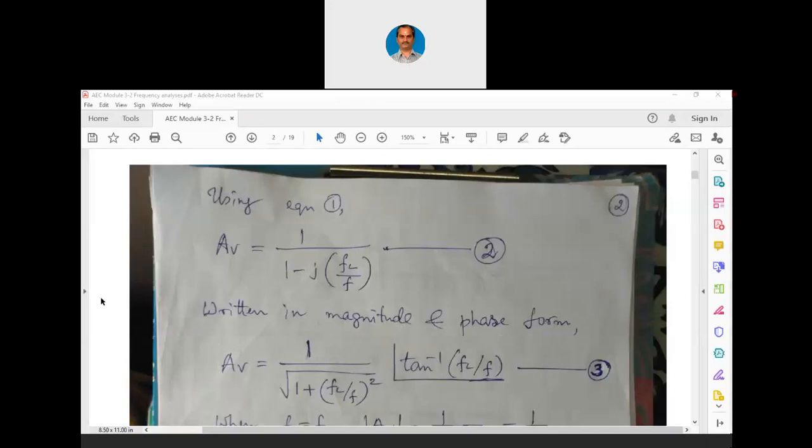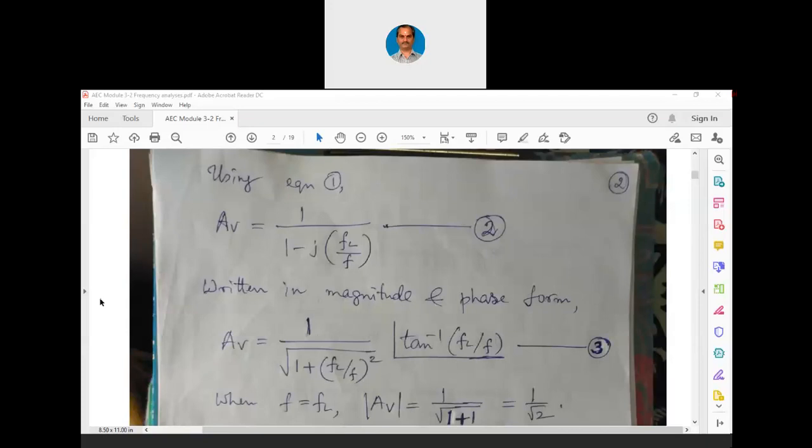Now, let us find out when FL equals F, what happens. When F equals FL, because our aim here is to find out the lower cutoff frequency, right? We had written this expression number 2 in general. Now, we want to find out when FL equals F, what happens. So, AV equals 1 by square root of 1 plus 1, that is, the magnitude of the AV we get as 1 over root 2. This we have already got earlier also, right?